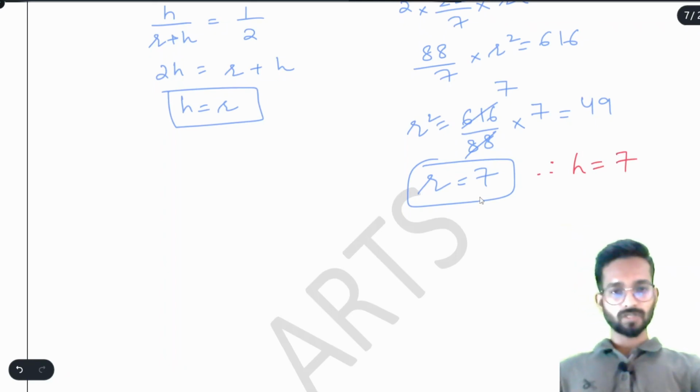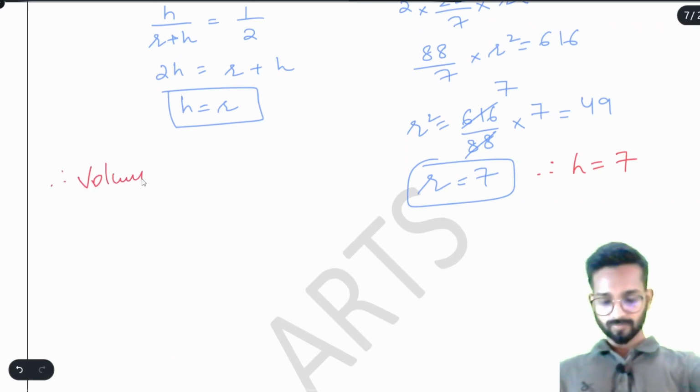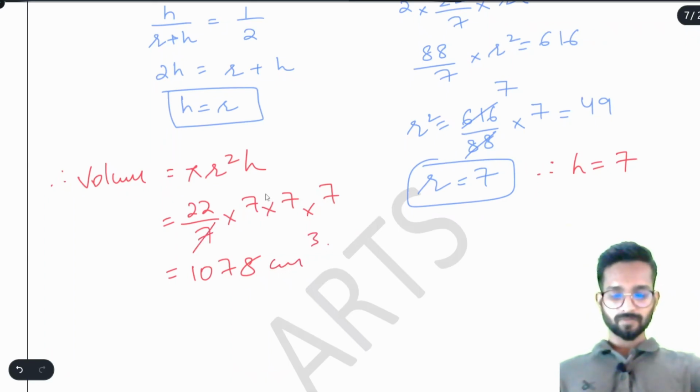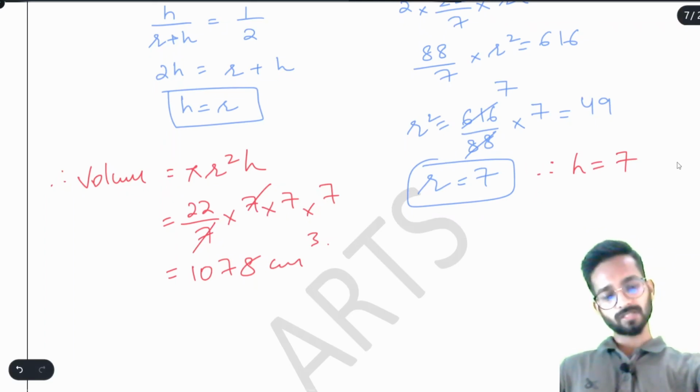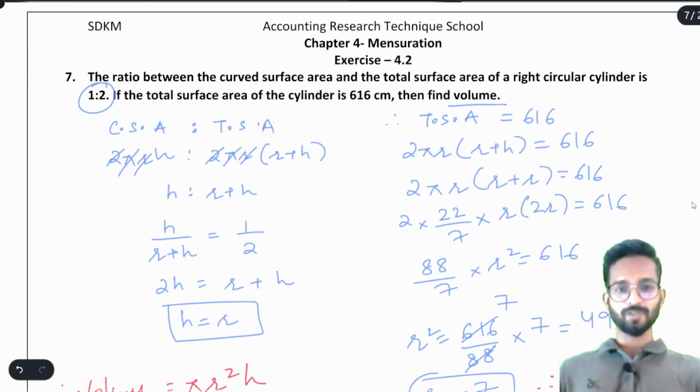Now we know R is 7 and H is 7, so we can find the volume. Volume is equal to pi R square H, which is 22/7 times 7 square times 7, since the height is also 7. It will become 1078 centimeter cube. Simple enough. 7 will be cut. This is how we are supposed to solve these questions. We have solved 7 questions. We will solve from question number 8 in the next video. Thank you so much.